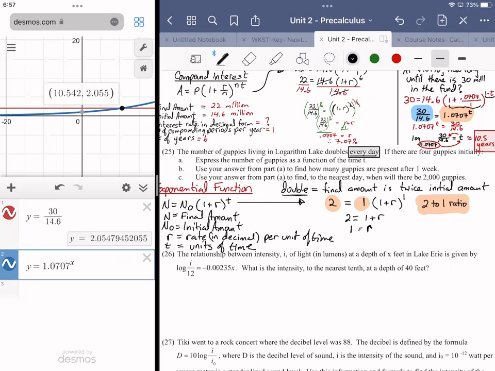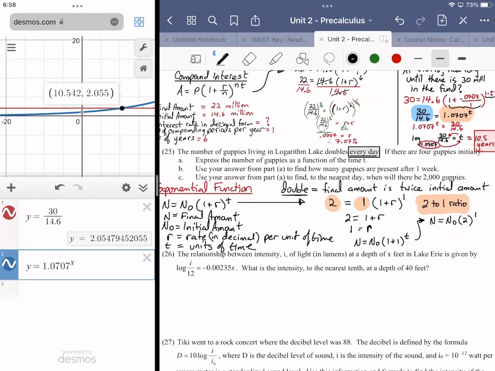Right? So when I set up my formula, I would be saying N is equal to N sub 0 times (1 plus 1) to the T power. That 1 plus 1 gives you a 2. And that's what I was talking about in terms of a shortcut.